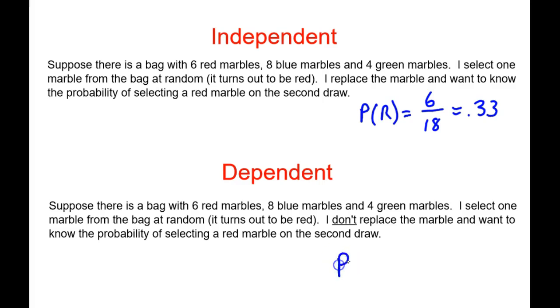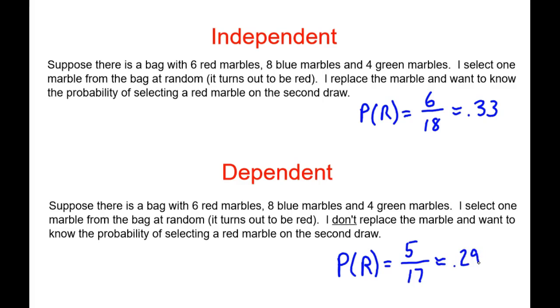So now when we calculate the probability of selecting a red marble, that's going to be equal to our number of favorable outcomes, which now, since we did not replace that red marble, is only going to be 5. There's 5 red marbles remaining. And now if we subtract 1 from our previous total, instead of 18, there's only going to be 17 total marbles left. Now if we write this approximation as a decimal, that would be approximately 0.29.